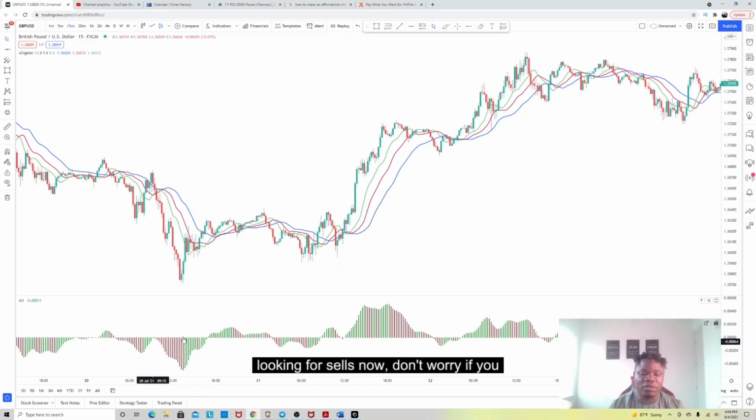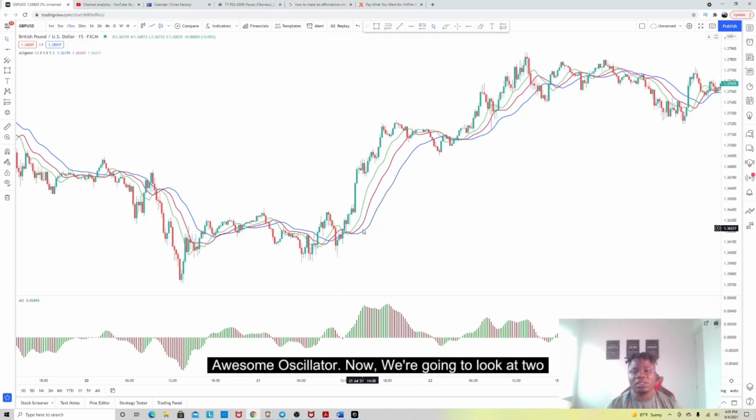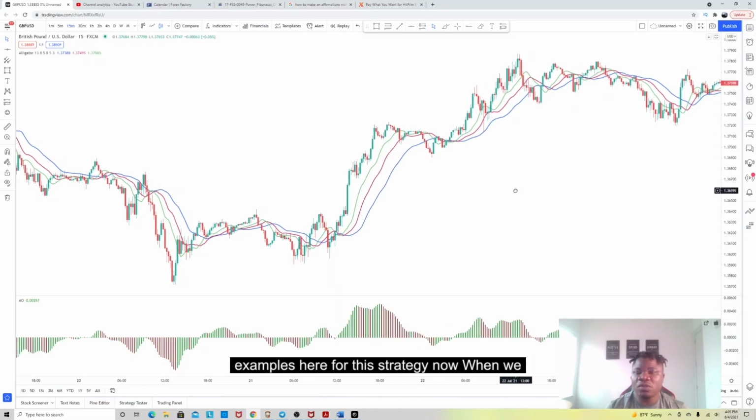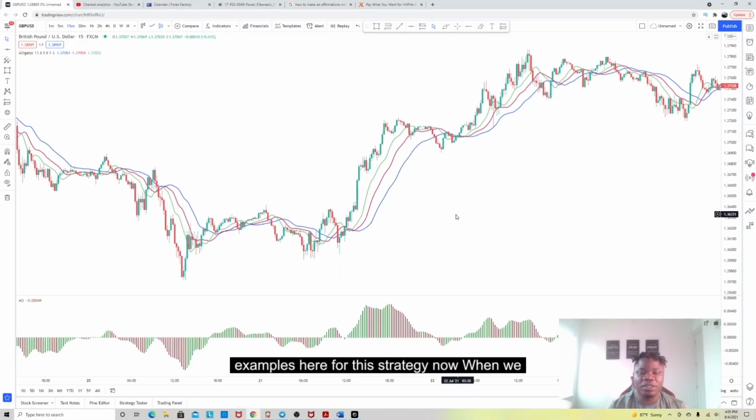Now don't worry if you see red in between the green, don't worry about that. All you need to focus on is once these bars are above the zero line, you're looking for buys, and once these bars are below the zero line, you're looking for sells. Now that's that for the Awesome Oscillator. Now we're going to look at two examples here for this strategy.